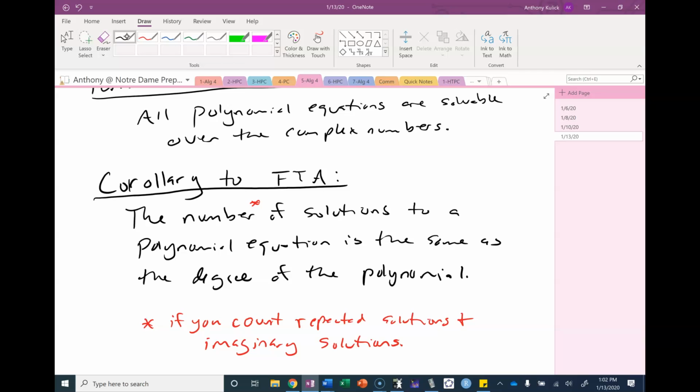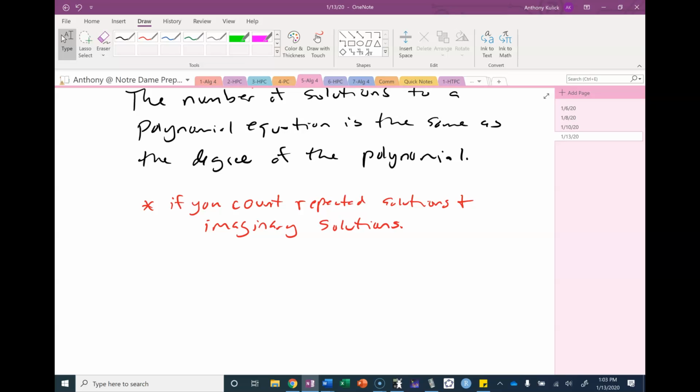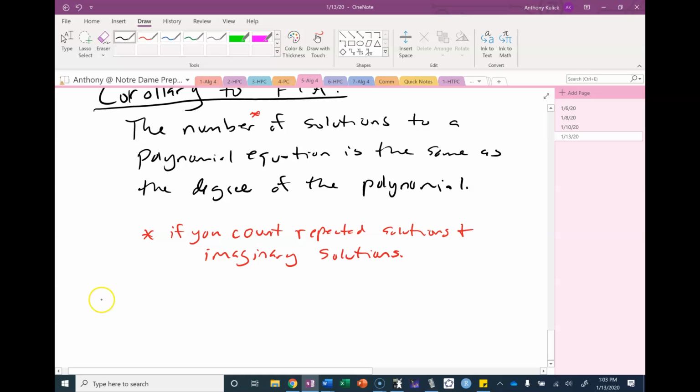Now, we have to be a little bit careful about what we mean by number of solutions, because by number of solutions we mean we're counting the repeats. So if you have a solution that occurs 4 times, it counts as 4 solutions. And we're counting the imaginary solutions. So if you count all of those things, then the degree tells you the number of solutions. Everybody okay there? So basically, this one is telling you how many answers we should be looking for at the end. Well, it's nice. It's not tremendously useful.